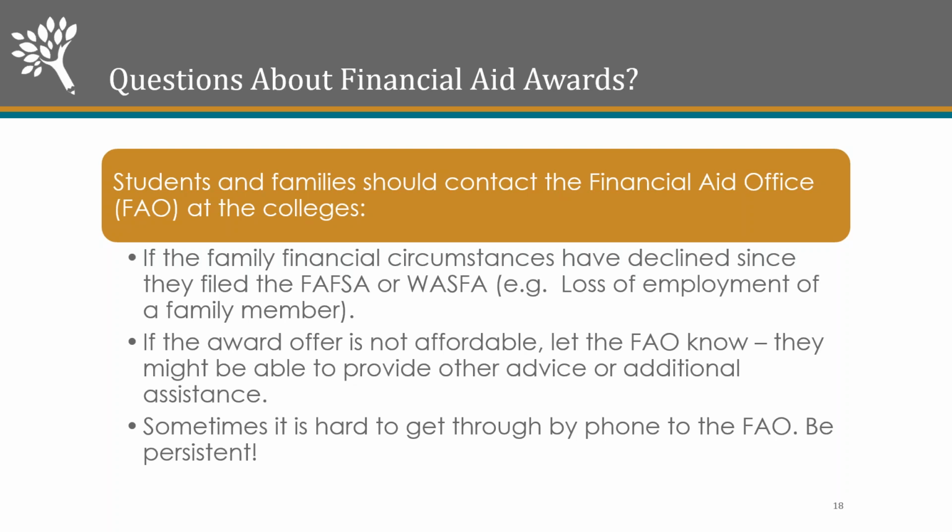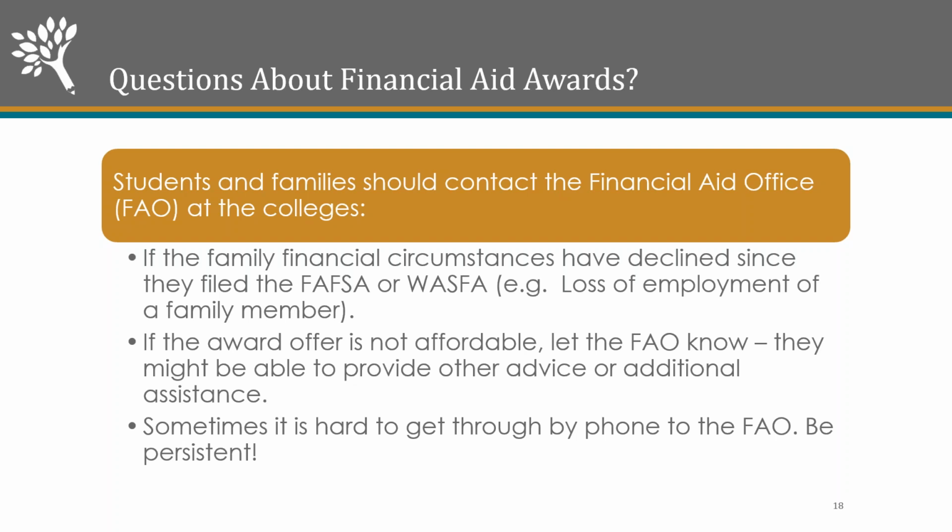If the award offer is not affordable, so if the award is not enough to go to school and you're concerned about that, it's okay to ask them, are there any other resources? Ask your financial aid office, are there scholarships that I'm missing? Are there other funding sources I'm missing because I want to go to the school but I can't afford it right now?